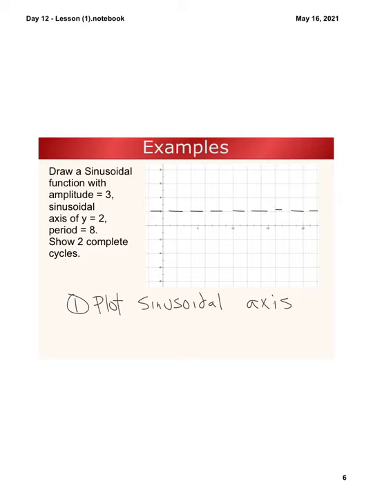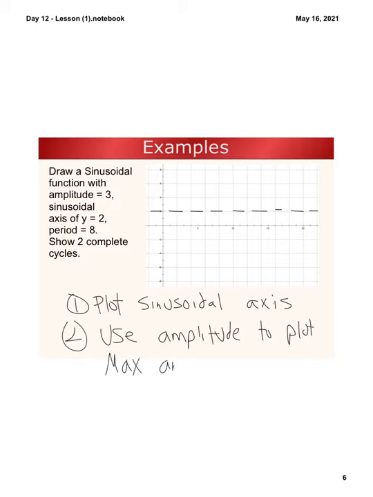The next thing that I'm going to look at is the fact that I have an amplitude of 3. So I'm going to use my amplitude to plot my maximum and minimum. So if I start at my sinusoidal axis, I'm starting at this 2, and I have an amplitude of 3, then I know that my maximum is going to be at 2 plus 3. So it's going to be at 5.